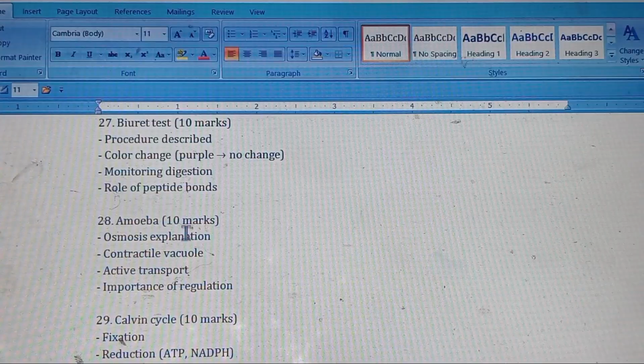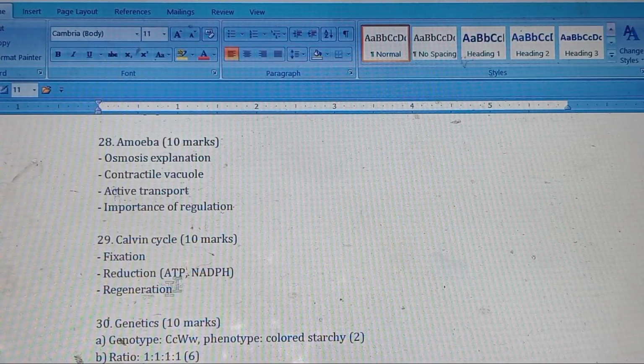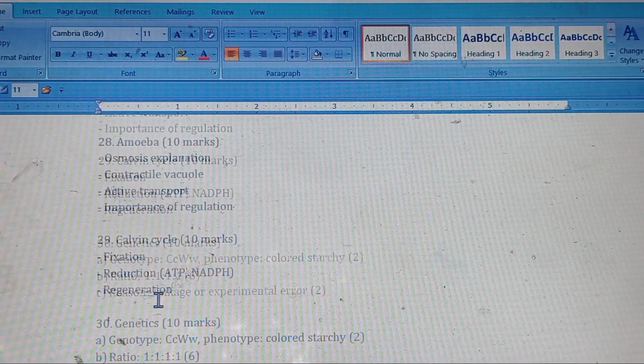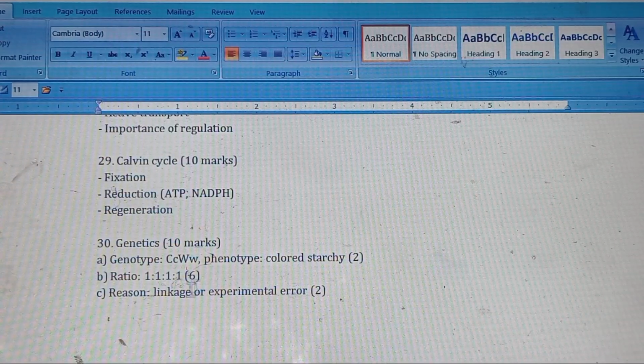Question number 28. Try to explain; that is the key answer: the limiting factor, active transport. Then the Calvin cycle: carbon fixation, reduction, regeneration. That is the question related to genetics.